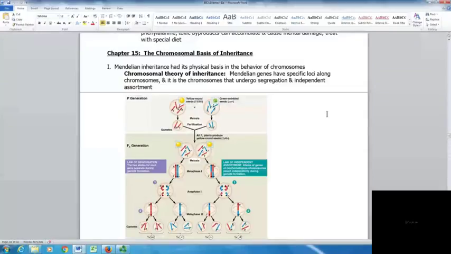The law of segregation says that the two alleles for each gene separate during gamete formation. The law of independent assortment says the alleles of the genes on non-homologous chromosomes assort independently during gamete formation. So for each non-homologous chromosome, it's got a 50-50 chance of which of the gametes it ends up in. We call this the chromosomal theory of inheritance.